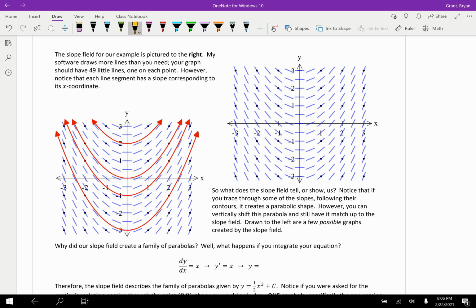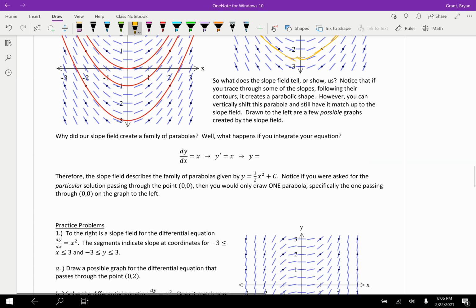Well, what happens if you just trace? If you kind of just follow the path of one of these lines like so, what shape do you see, right? If you just follow the way that the slopes tell you to go, don't we kind of see parabolas here? Well, then I think what this means, if we trace this and we see a whole bunch of parabolas, is that our solution to the initial differential equation is a family of parabolas vertically shifted up or down.